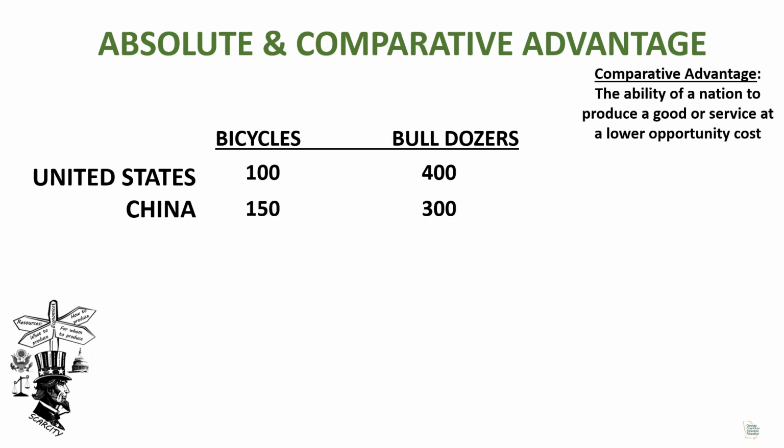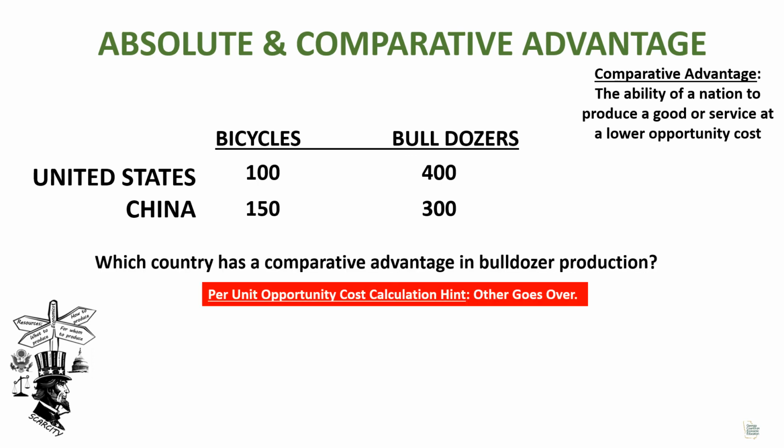So let's go back to our production totals. United States in one day can produce 100 bicycles or 400 bulldozers. They can't produce both. China can produce 150 bicycles or 300 bulldozers. They can't do both. And so let's look at this. Which country then has a comparative advantage in bulldozer production? This is how we figure this out, because we've got to figure out, what do we give up?